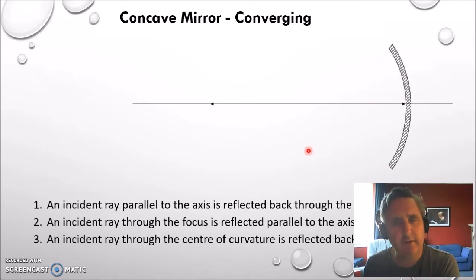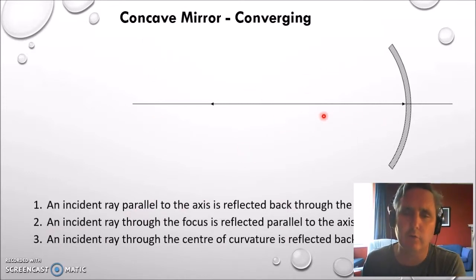Now we are going to draw three different rays hitting this mirror. An incident ray that is parallel to the axis, and that's supposed to reflect through something called the focus. An incident ray through the focus. Well, let's have a look. I'll draw some of these.